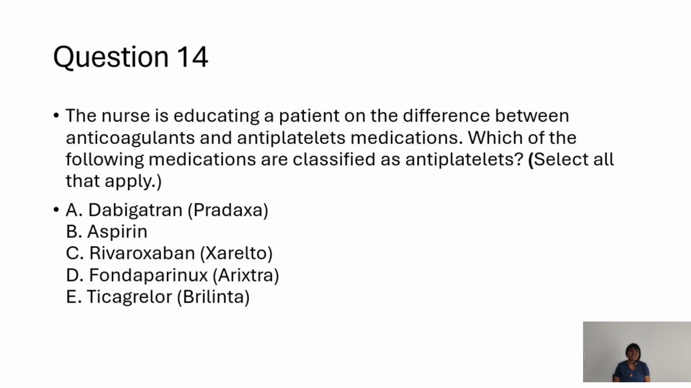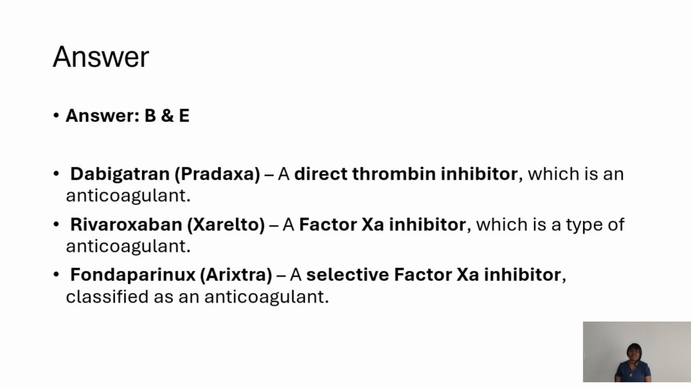D, fondaparinux. So this one is also an anticoagulant, a factor Xa inhibitor. E, ticagrelor. So now ticagrelor is an antiplatelet. So they say select all that apply for those that are classified as antiplatelet. So the options will be B and E, aspirin and ticagrelor.